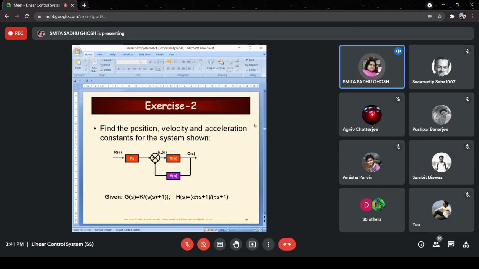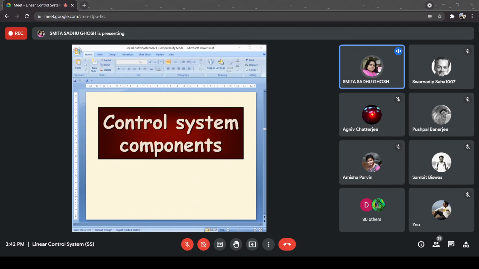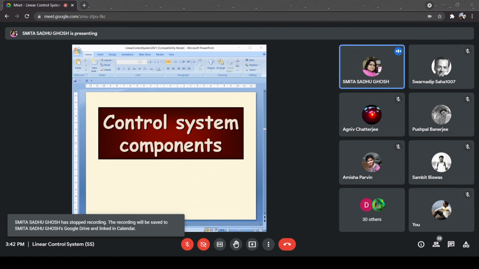So you are going to work out the 2 exercises which are given at the end of the steady state error and error constants portion, and let me know if you have any difficulty or if it requires some sort of discussion. In the next class, we will be starting with control system components. This is what we are going to do. Okay, so I'll stop the recording right now. But Bode plots, of course, will have to be done. It is going to be done, but not now.